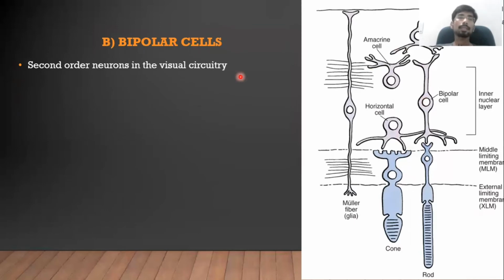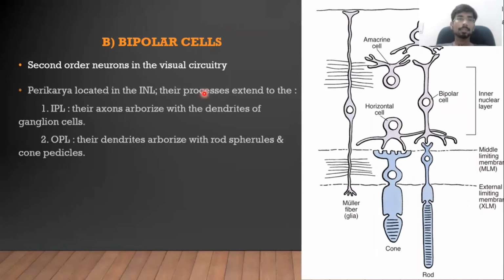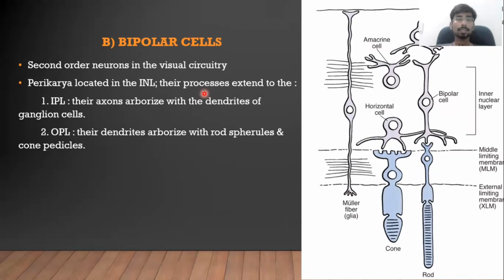Bipolar cells are second order neurons in the visual circuitry. Pericardia located in the inner nuclear layer, their processes extend to the inner plexiform layer and outer plexiform layer. In the inner plexiform layer, their axons arborize with the dendrites of ganglion cells. In the outer plexiform layer, the dendrites are braided with rod spherules and cone pedicles.